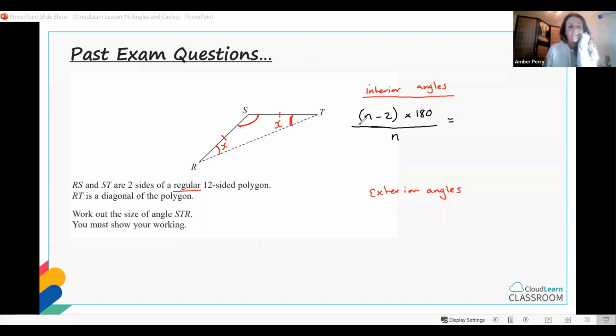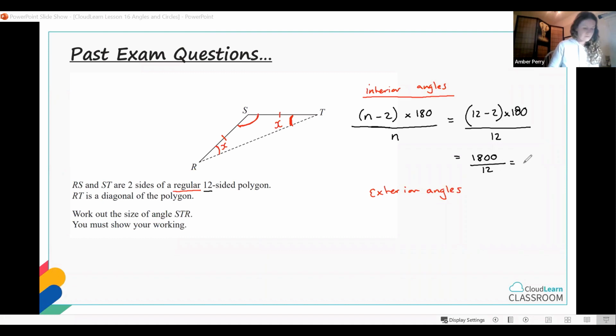Okay, so we have got n. We're told it's a 12-sided polygon, so n is just 12. So it's 12 minus 2 times 180. Technically, that's just finding out how many triangles are in there. Then divide it by 12. So 12 minus 2 is 10. 10 times 180 is 1,800. Divide that by 12 is, I don't know, oh, 150. There we go. And so that tells us that this angle RST is 150 degrees.